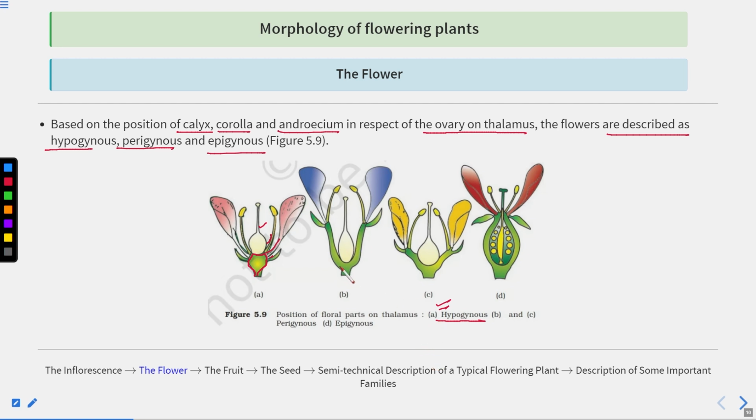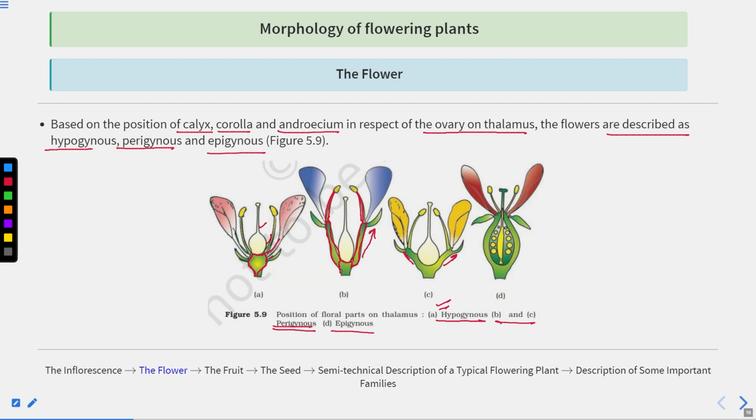And here also you can see the thalamus. The thalamus is there, but the thalamus rim is quite enlarged over here. On this enlarged rim, you can see the androecium, that is the stamens. All the stamens unitedly are called androecium. Then petals and sepals are here. But the pistil and ovary are quite downward from the rim of the thalamus. Okay, so B and C are showing the perigynous. In this also you can see the same, but here the growth is quite large as compared to this one. So this is the perigynous flower.